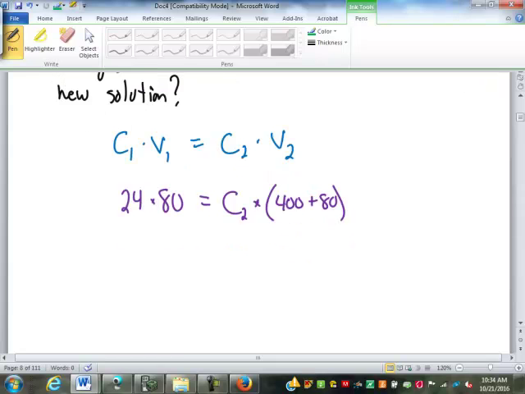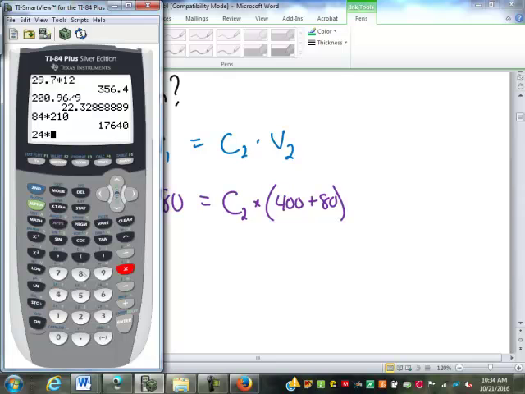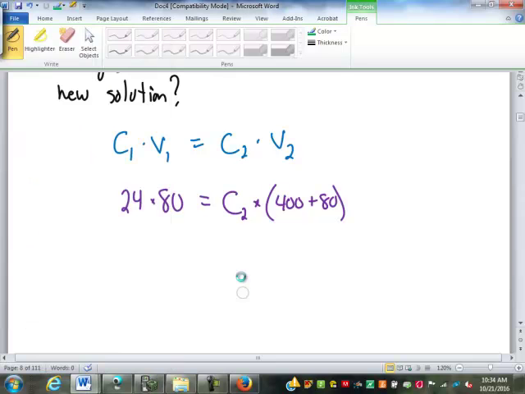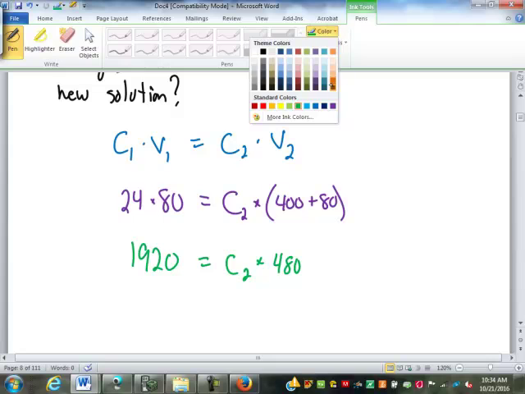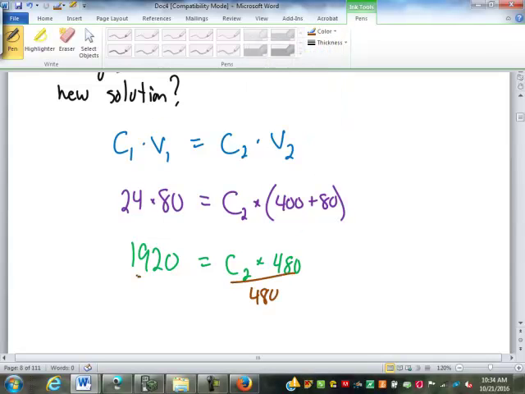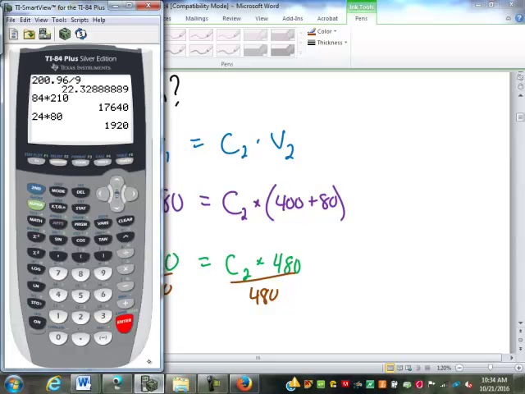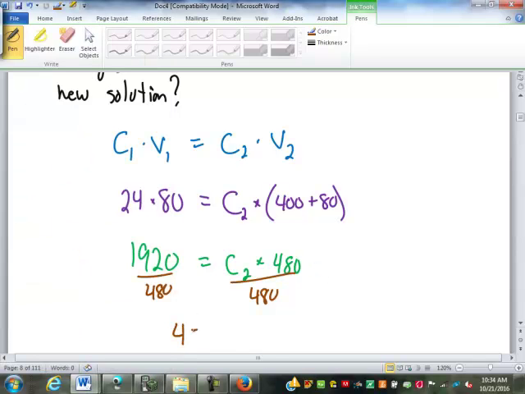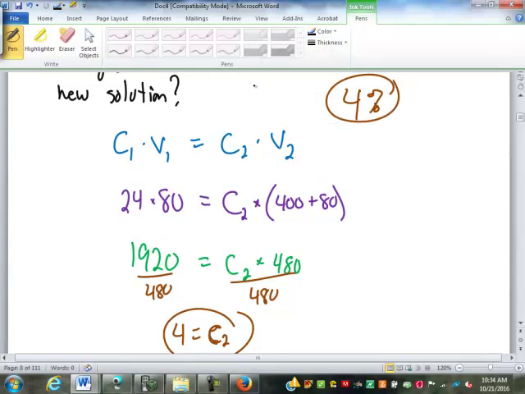So we do our 24 times 80. It's 1920 equals C2 times 400 plus 80, which is 480. And we're going to solve for C2 by dividing by 480. So it gives us 4. That's telling us the second concentration, or the after concentration, is 4. So 4% is what that diluted solution is.